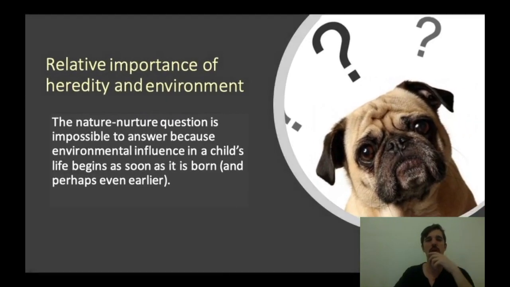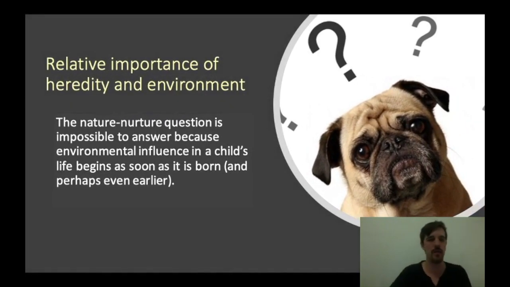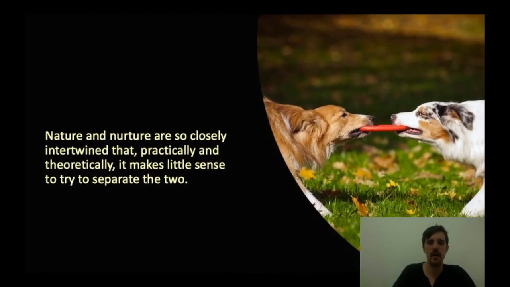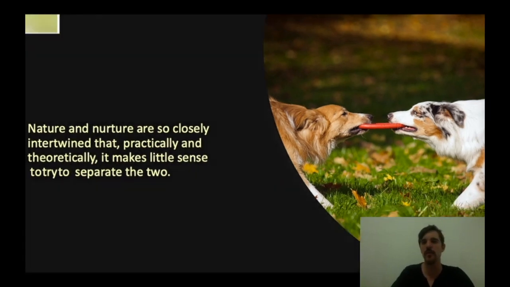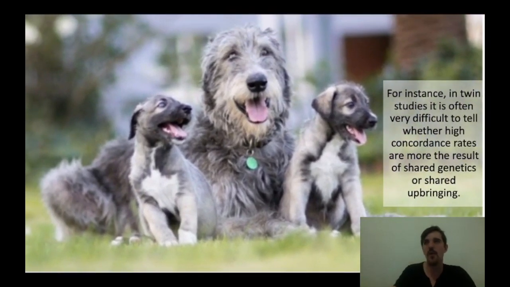I mean, the nature-nurture question is just impossible to answer because a child's life begins as soon as it's born, and perhaps even earlier. So that's when the environmental influence starts. How can you possibly then try to separate the two? These things are so closely intertwined, practically and theoretically, that it makes little sense to try to separate them. That's why when people go, "Oh, it's nature or nurture," it's silly. It's really silly. And you've got studies that demonstrate the silliness of it.